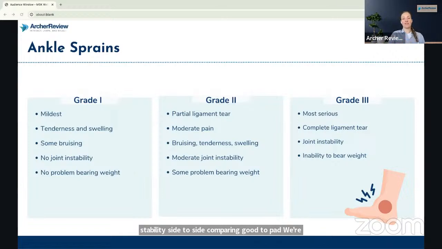And then when we think of grade 3, here we're ramped up. It's pretty obvious. This person's in a lot more pain. They have no joint stability. They can't bear weight. This needs to go to ortho pretty fast, okay? We're thinking this is a complete tear of a ligament. There's a lot of joint instability. They can't walk, not good. We need to brace, stabilize the joint, and get them off to ortho.